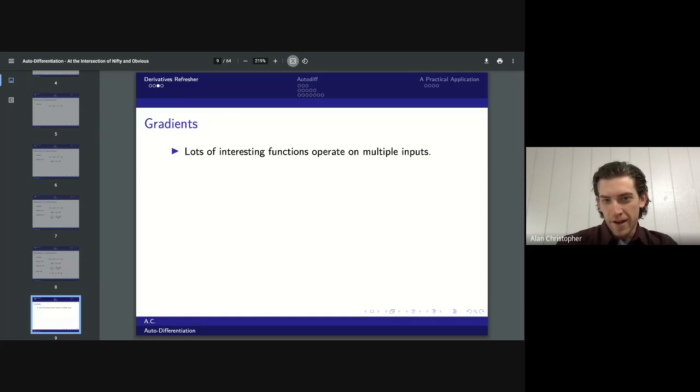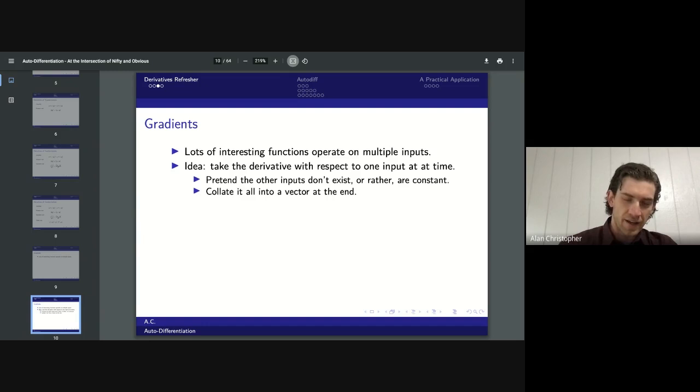All right, so not every function that we deal with is going to operate on a single input. This really shouldn't surprise those of us with a computer science background. It's almost impossible to find a function in production code that only takes a single input. So we're going to want to extend the idea of a univariate derivative into derivatives in multiple variables. And the idea is very simple. We're just going to pretend that there's only one input and that all of the other ones are constant. And then we'll do that for each of our different inputs and collate it all into a vector, which we will call the gradient vector.